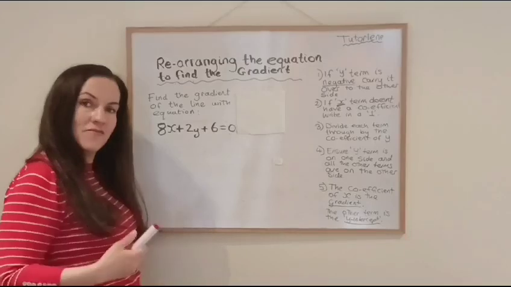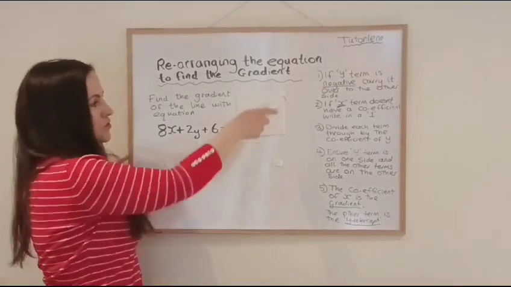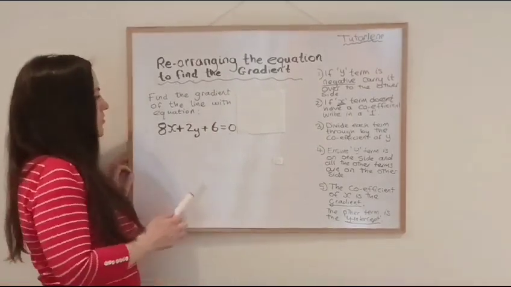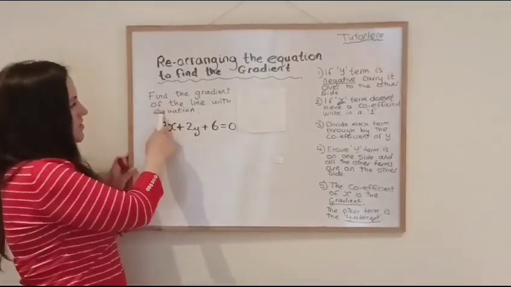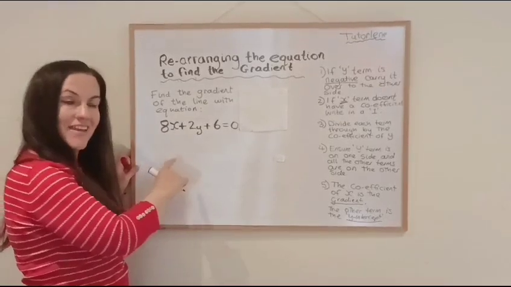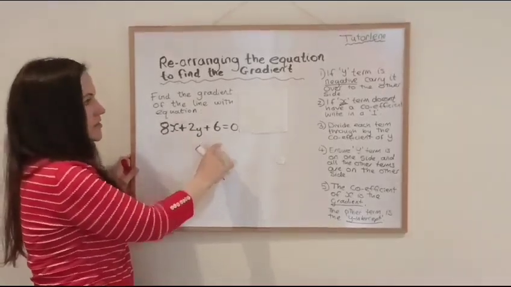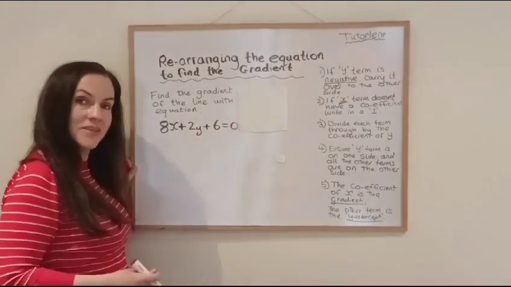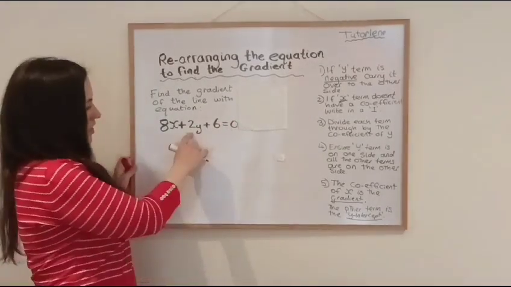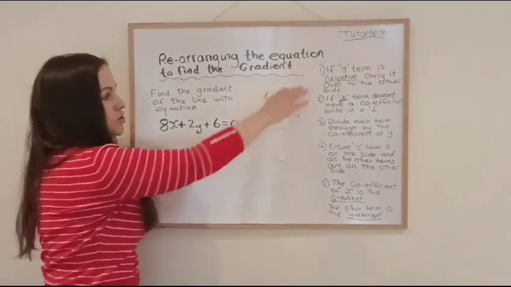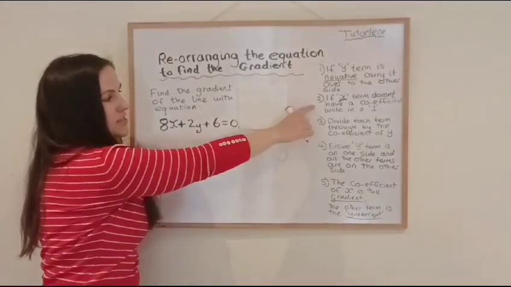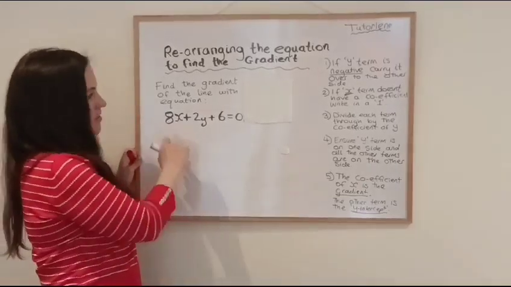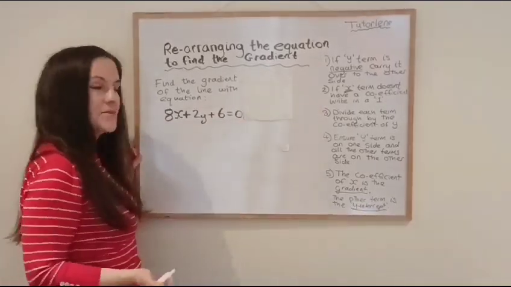Now you won't always need to use every step in each one. The best thing for me to do is to just go through the steps with each example. So the first one we've got here says find the gradient of the line with the equation 8x plus 2y plus 6 equals 0. The first thing it says is if the y term is negative, carry it over to the other side. Well, the y term isn't negative, so we can just ignore that one. Step 2 says if the x term doesn't have a coefficient, write in a 1. Well, x does have a coefficient, so we can ignore that step.